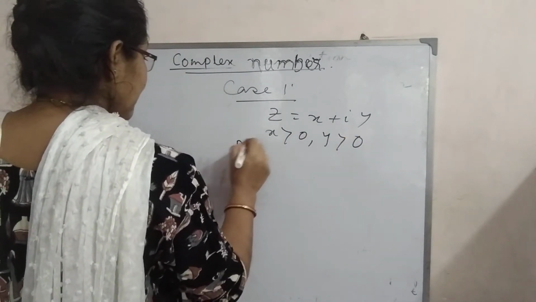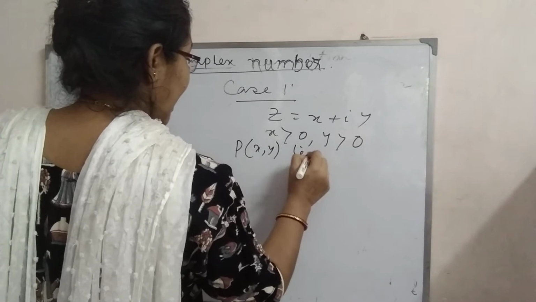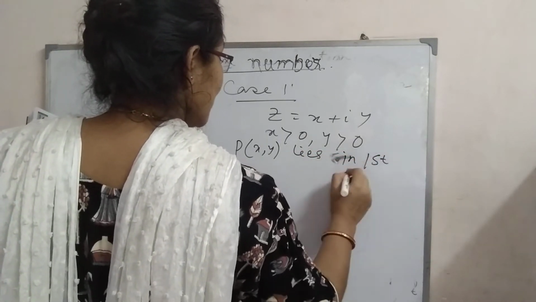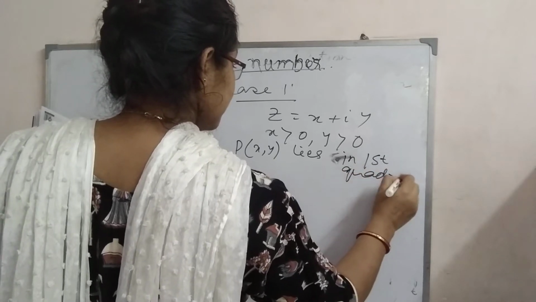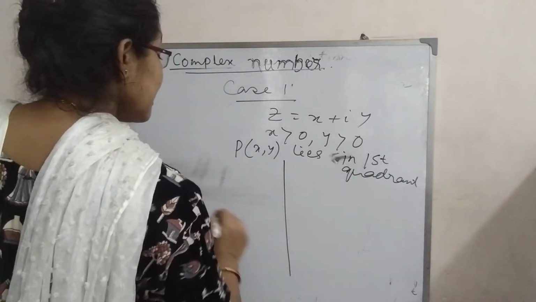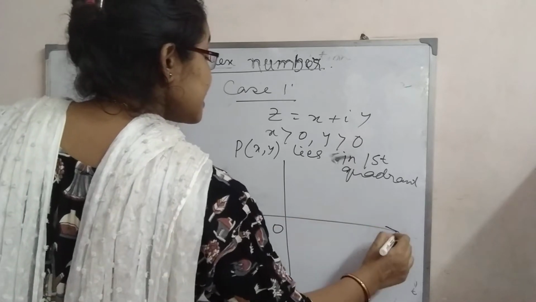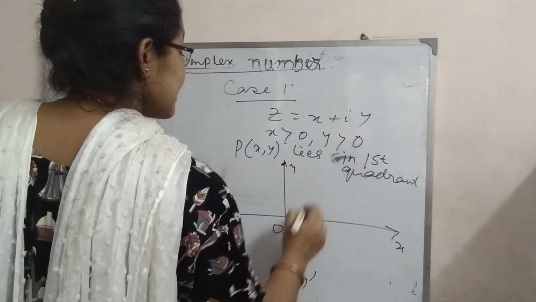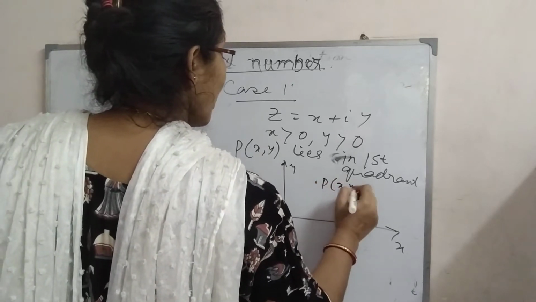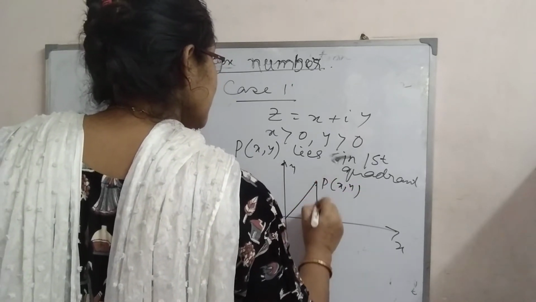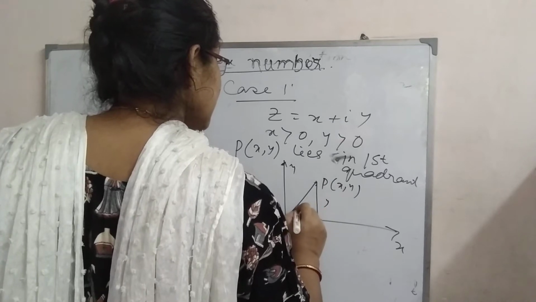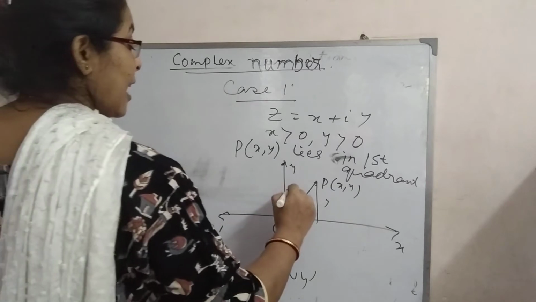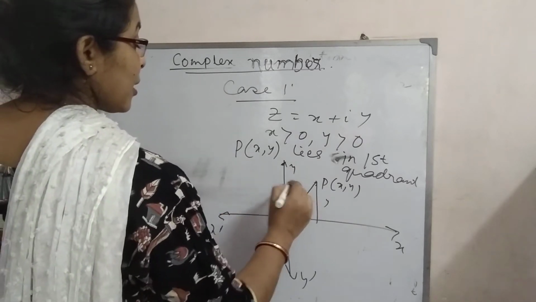That means P(x, y) lies in the first quadrant. Then the picture is: this is the real axis and this is the imaginary axis, and this is P, this is x, this is y, this is theta, and theta is measured in the anti-clockwise direction, and this is r.